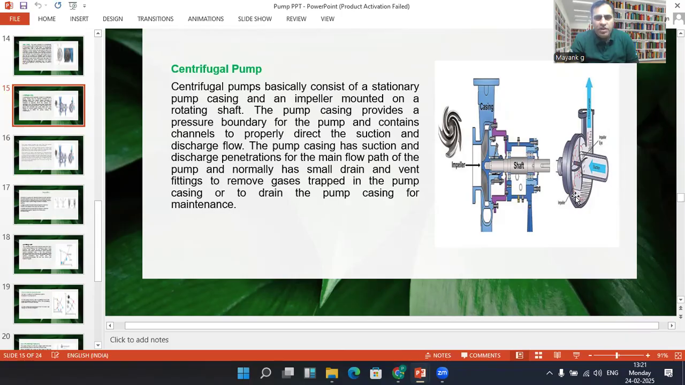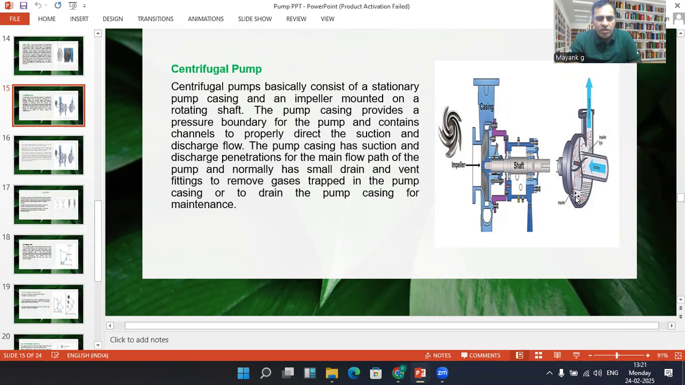In our previous video, we covered the positive displacement pump. We covered reciprocating pumps. We covered rotary pumps. So in today's video, we will be covering the dynamic pressure pumps, which include the centrifugal pumps and its types. A centrifugal pump basically consists of a stationary pump casing and an impeller mounted on the rotary shaft.